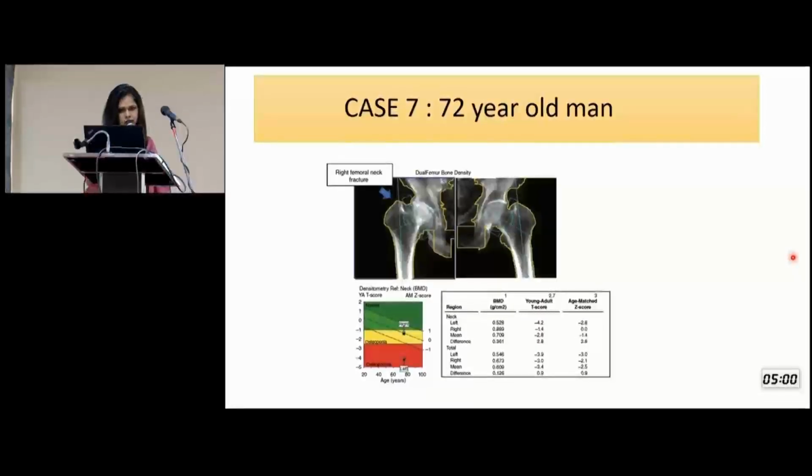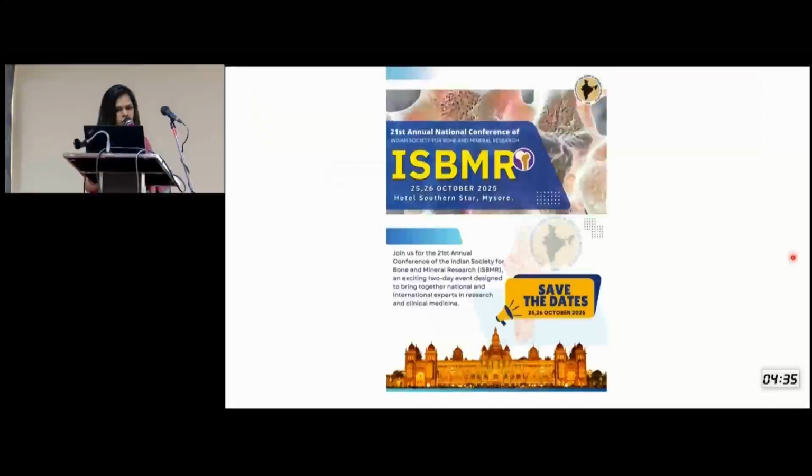So the last case, this is a 72-year-old man, again, with a right femoral neck fracture. You can see that on the BMD picture as well. So here you have a falsely high right BMD. Here the T-score is minus 1.4 as compared to minus 4.2 on the left. So you exclude the right from the analysis and take the left femur BMD for diagnosis. So that brings me to the end of my presentation.